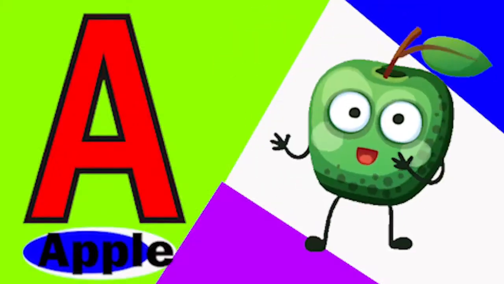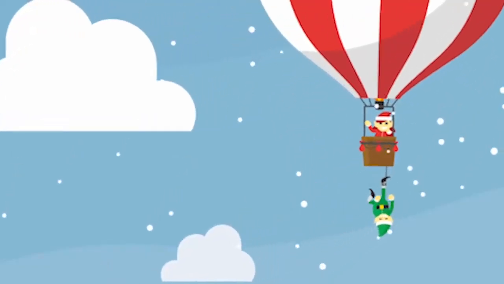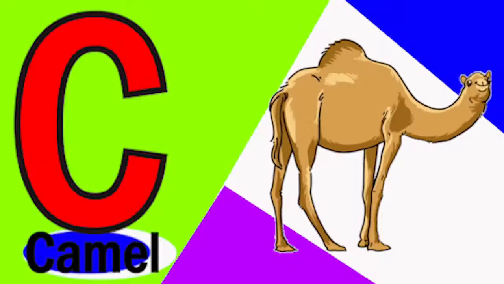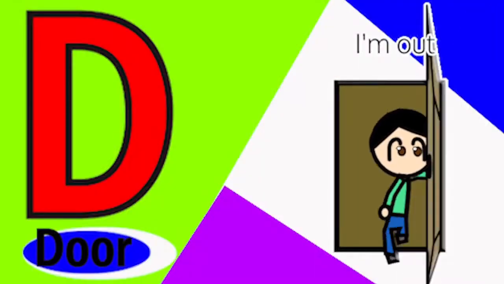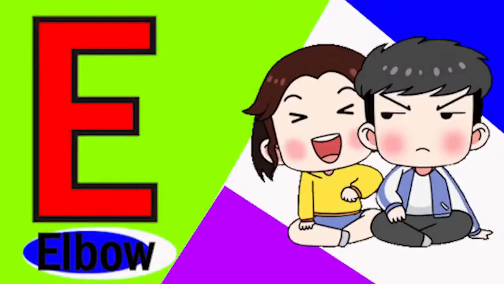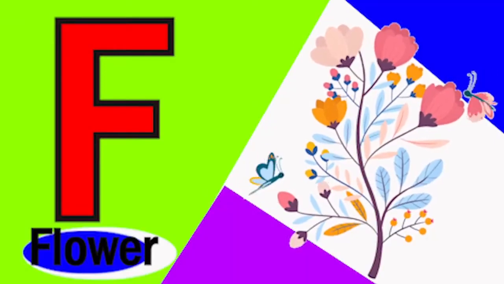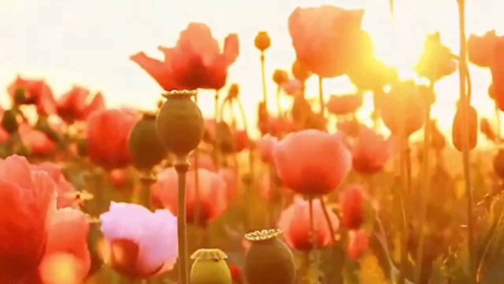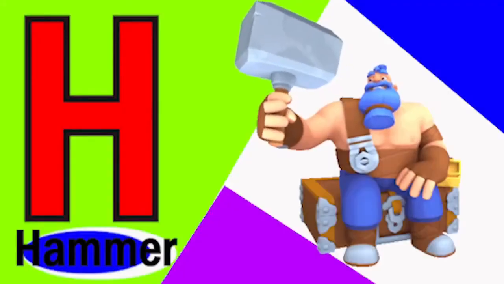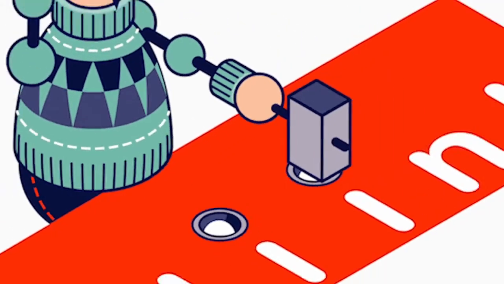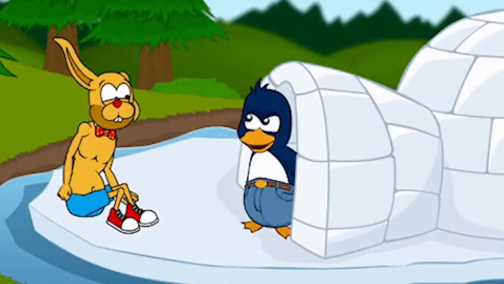A for apple, a. B for balloon, ba. C for camel, ka. D for door, da. E for elbow, a. F for flower, fa. G for glass, ga. H for hammer, ha. I for igloo, e. J for jam.